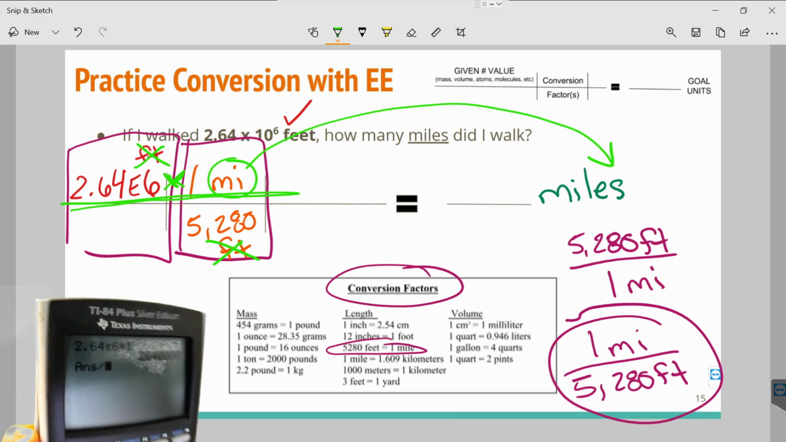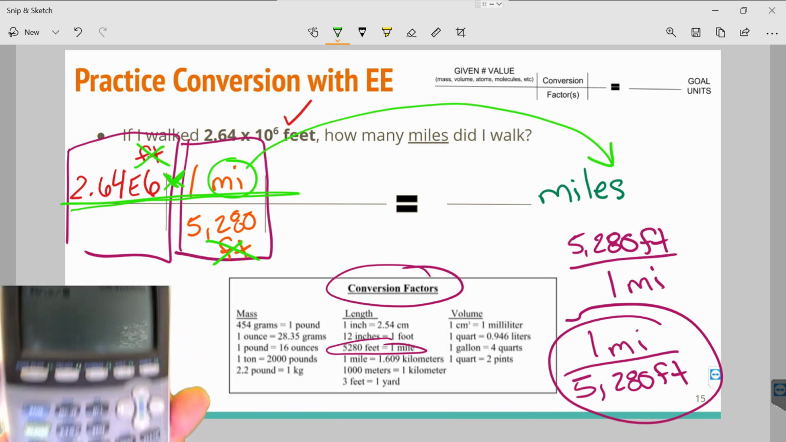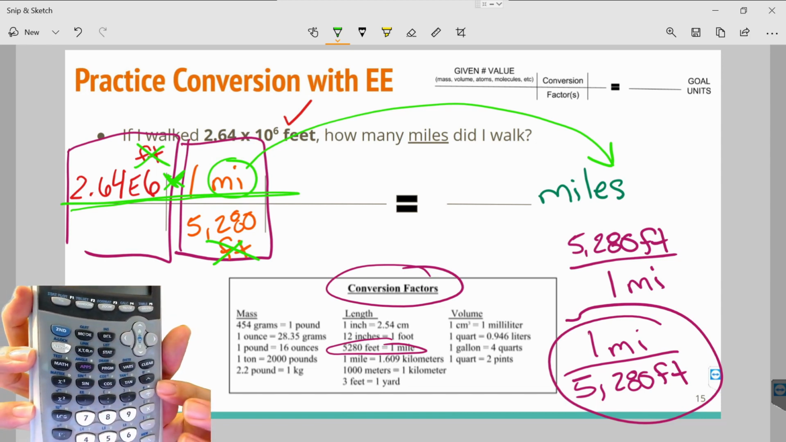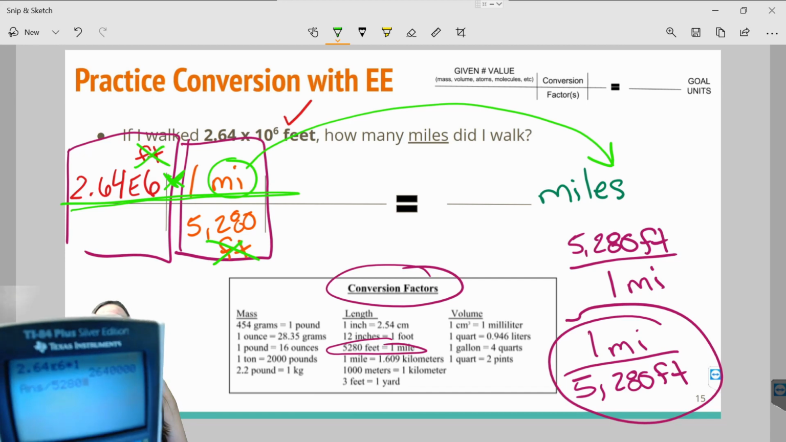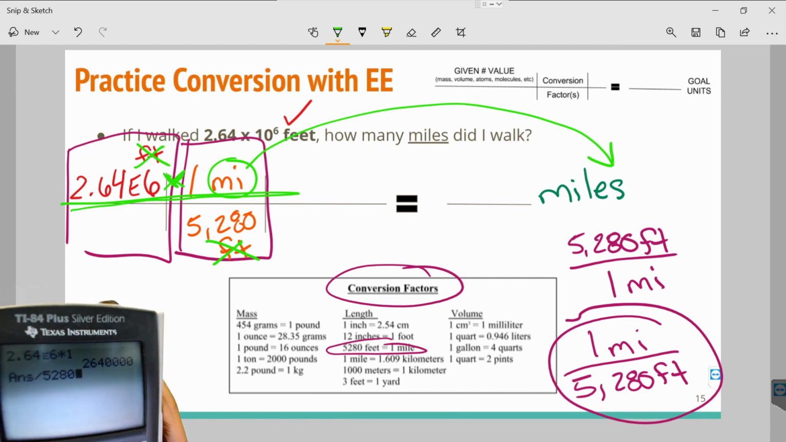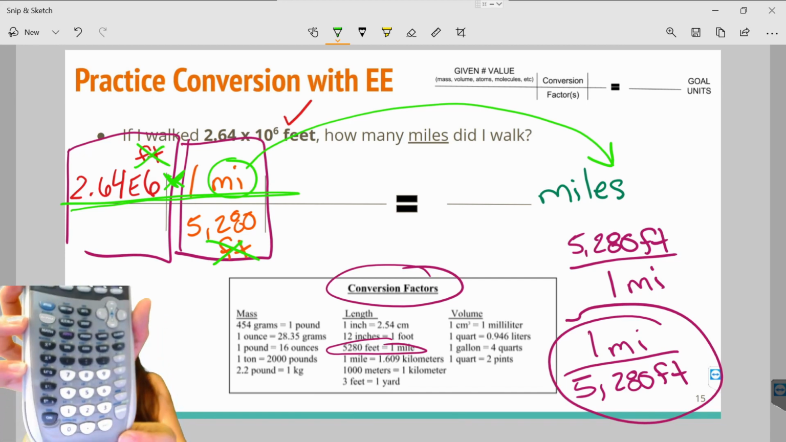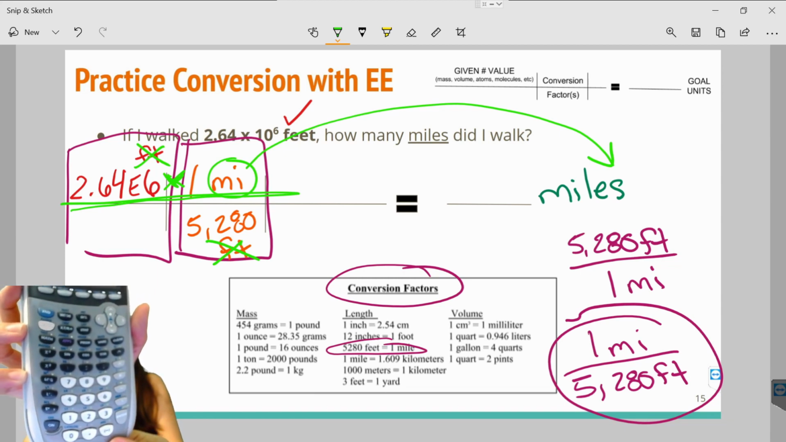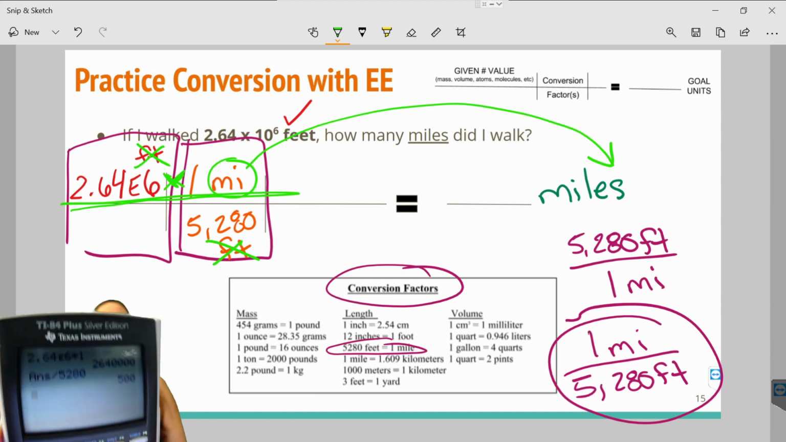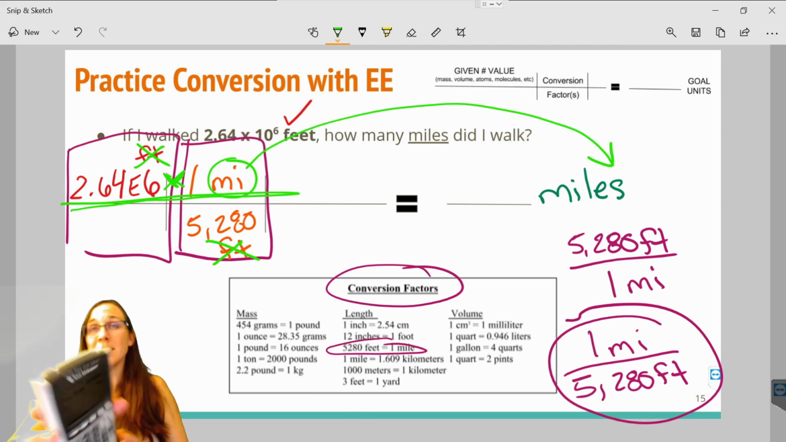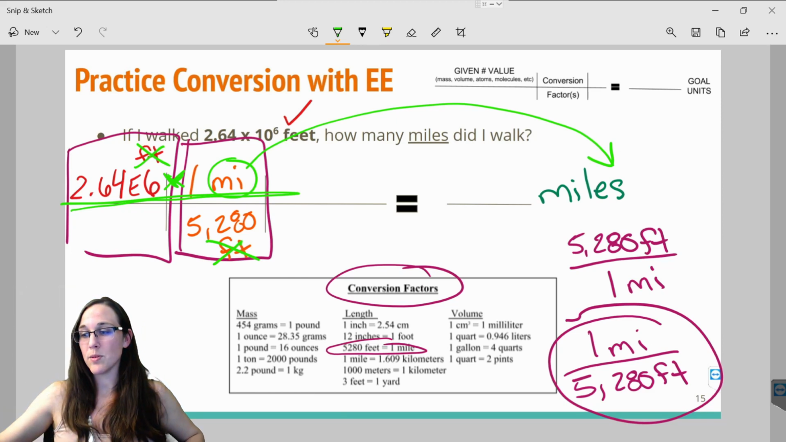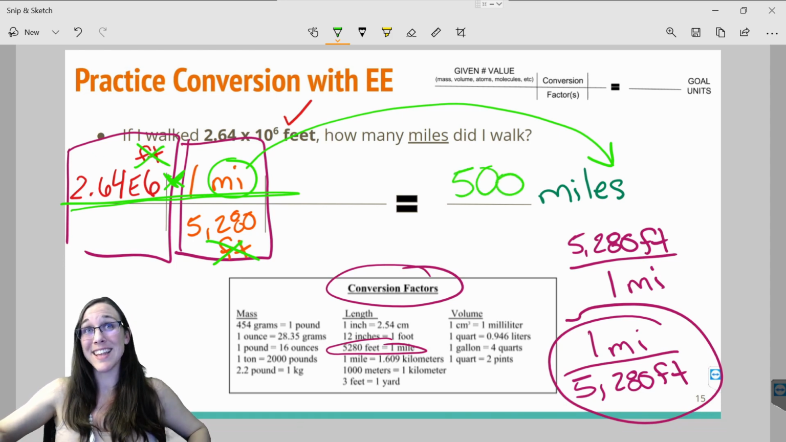Divided by, so the answer divided by, I just hit division right here. Divided by 5280. And now I'm going to just hit the enter button. And that gives us 500. So our answer in this case would be, how many miles did I walk? I walked 500 miles.